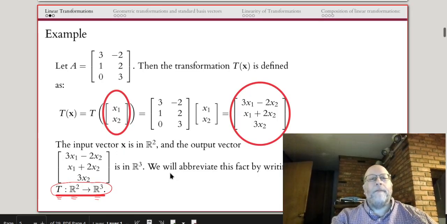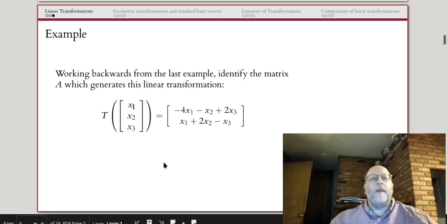All right, let's look at another example. Working backwards from that last example, here's a transformation that takes a vector in R3 and sends it to a vector that's in R2. And let's identify the matrix A that generates this linear transformation.